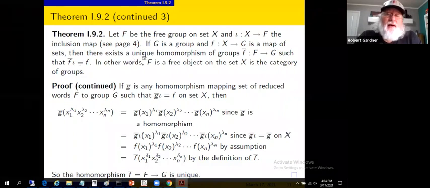The only thing we're missing now is the uniqueness. If G bar is any homomorphism mapping the set of reduced words F to group G, such that G bar iota equals F on set X, then we're going to show G bar and F bar are the same, and there's a uniqueness. So let's take G bar and apply it to this reduced word.